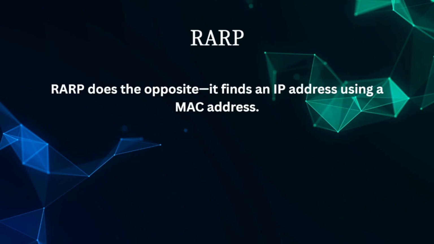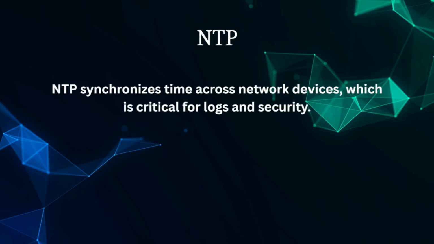RARP, Reverse Address Resolution Protocol, is a protocol used to translate a MAC address into an IP address. RARP is used when a device only knows its MAC address and needs to discover its IP address from a server.